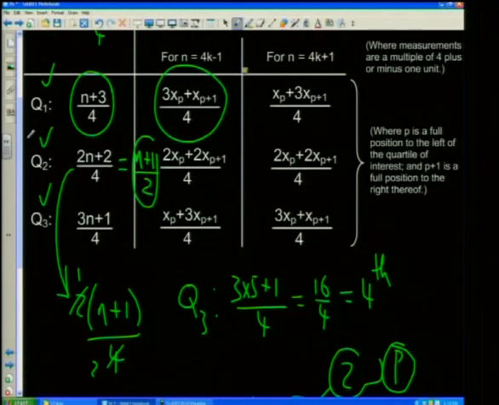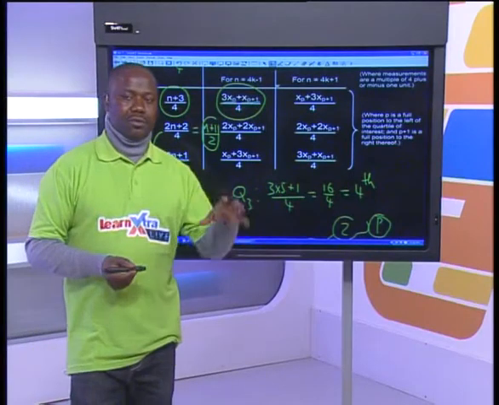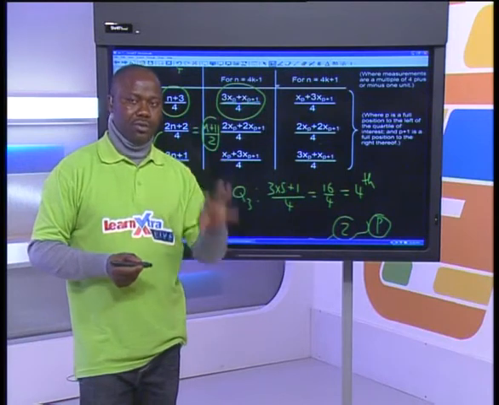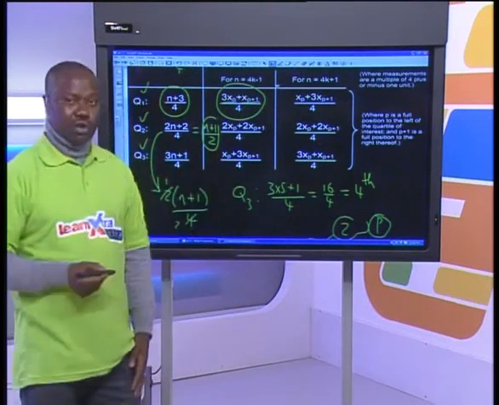So you'll say XP plus 3 times XP plus 1. Notice that those are subscripts. And that you divide by 4, that will be the exact value that you are looking for. So you now have expressions that you can use to find your quartiles.